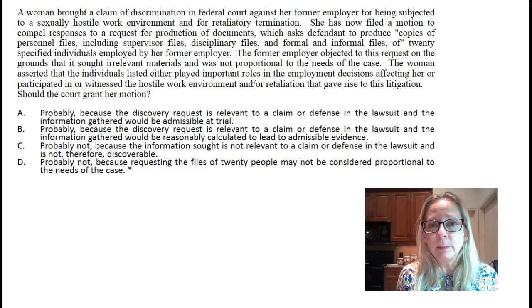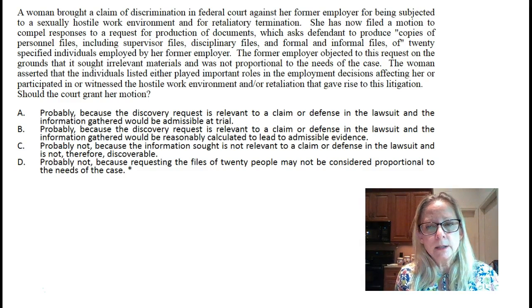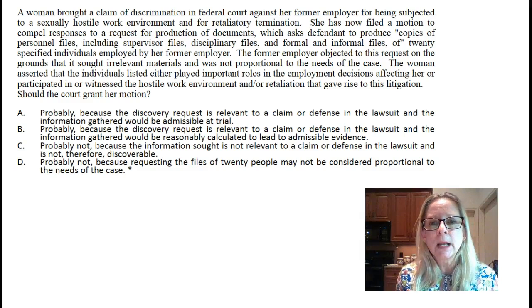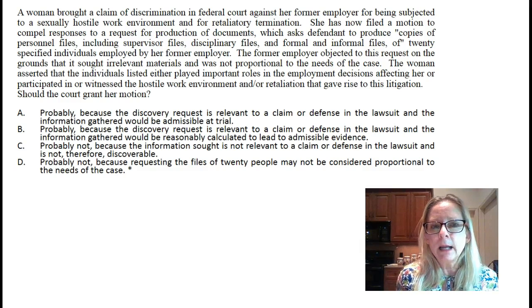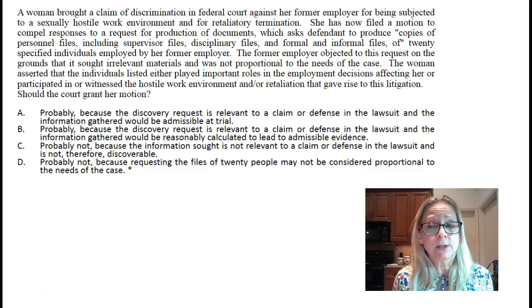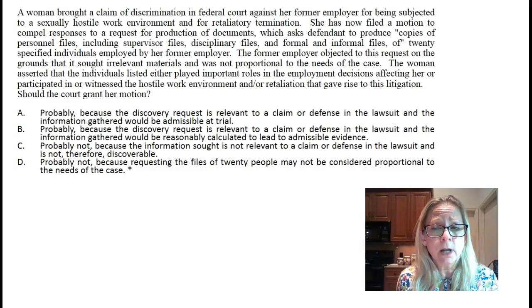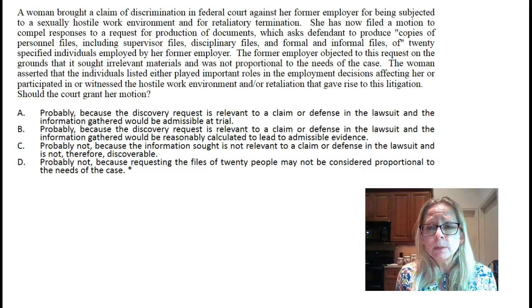She's seeking the files of people who either played a part in the decision terminating her, or people who may have looked at or been witnesses to the sexual harassment. And so the information sought is clearly relevant to her claim. Now, the last part of the sentence says, and the information gathered would be admissible at trial. That is not part of the standard. So remember that last sentence of 26B1 says, in order to be discoverable, information does not have to be admissible at trial. So that is not part of the standard at all. So that's why A is wrong.